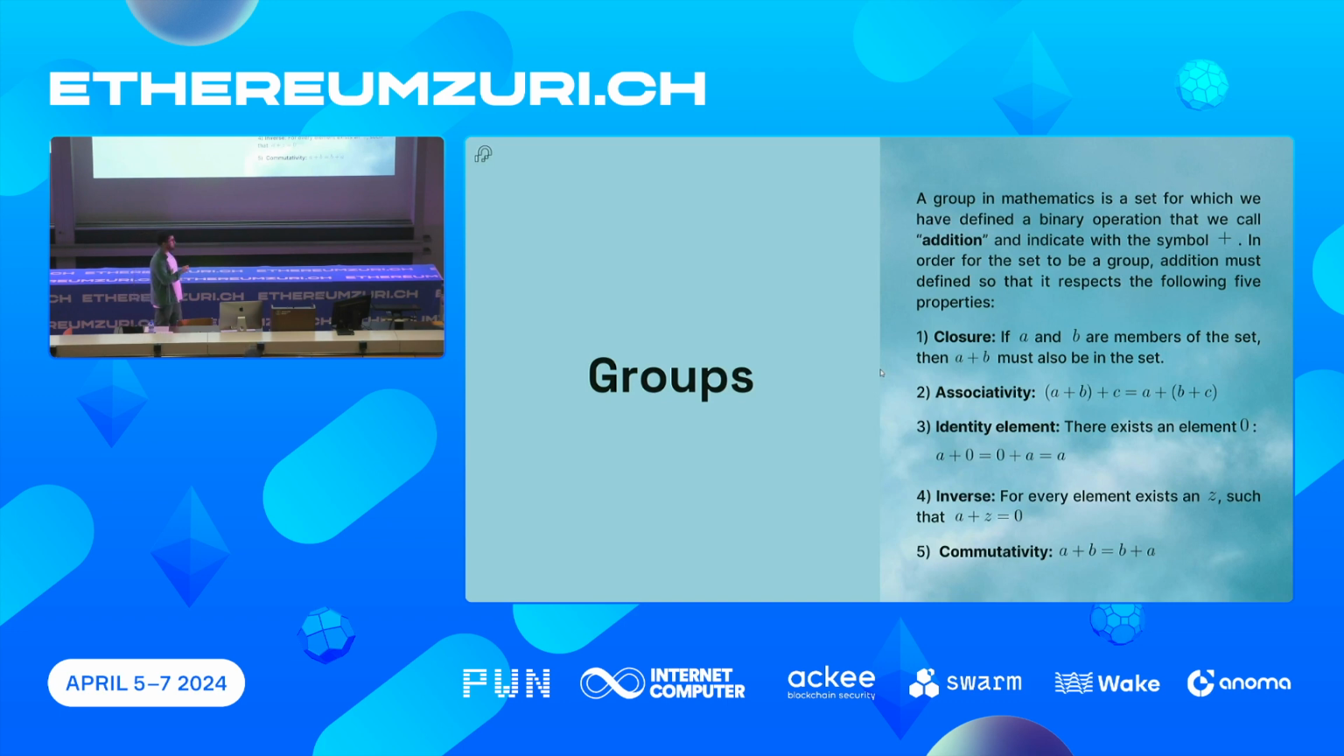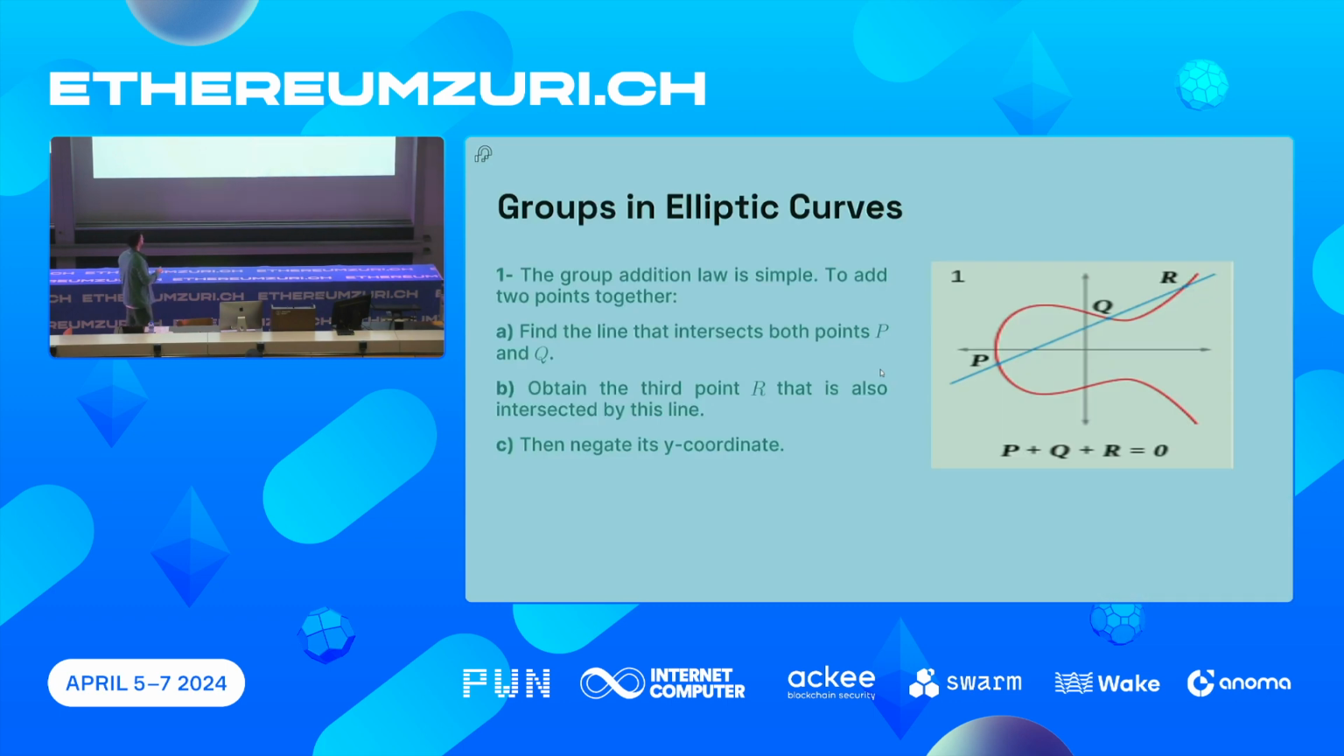And inverse says that you have to have an inverse for every element, such that when you add the two of them, you get the identity element. And commutativity says that A plus B should be B plus A. So if you have a set, and your set satisfies these 5 properties, you will get a group. It's a special type of set.